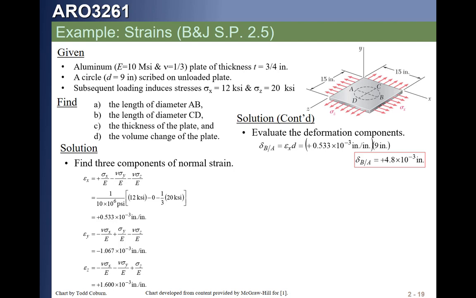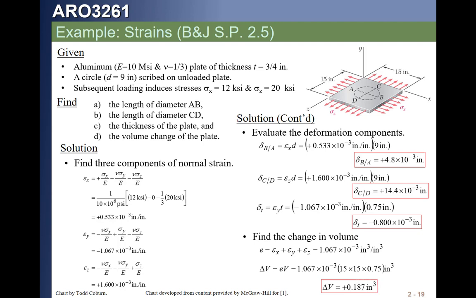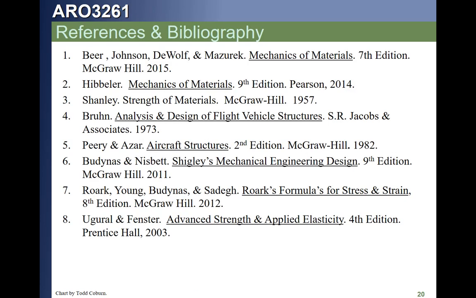This is not hard. It's not intuitive, but it's not hard. Make sure you look at this and understand this. In the same way, we can calculate our other deflection in the other direction. If we want the original lengths, we would just add or subtract those deflections from the part. We can also calculate the change in volume by just summing up all those little strains as shown here. That's all I got. Enjoy.